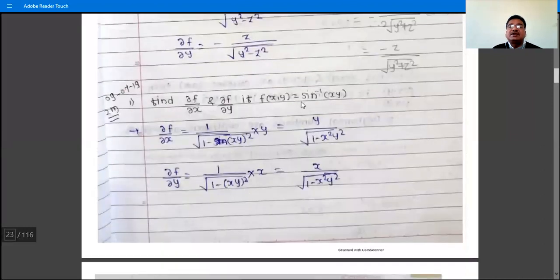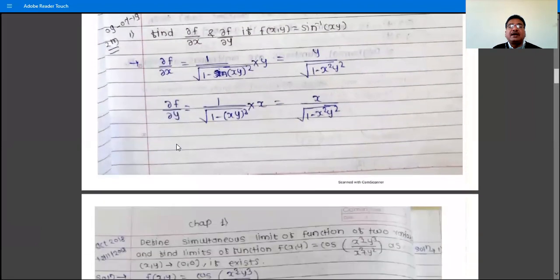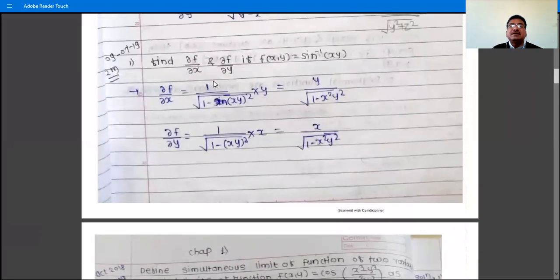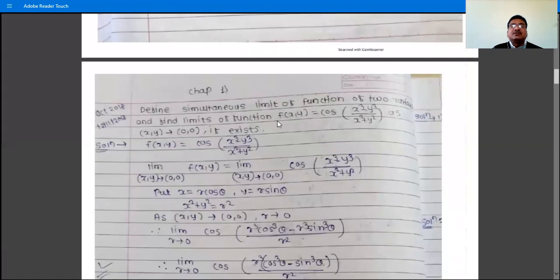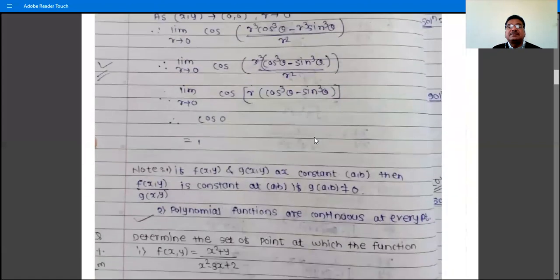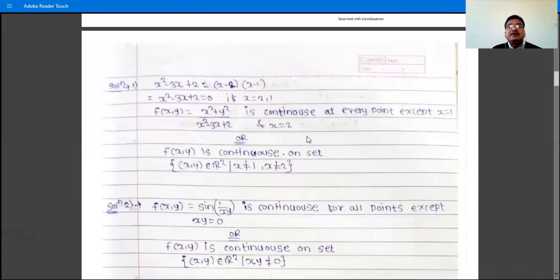Then del by del x and del by del y of sine inverse of x into y. So what is the sine inverse derivative? Del by del x is 1 by root of 1 minus x into y whole square, into the derivative of x into y with respect to x, which is y. So this is the answer. And then del by del y is 1 by root of 1 minus x into y whole square, into the derivative of x into y, which is x. So these are the examples of the previous chapter.